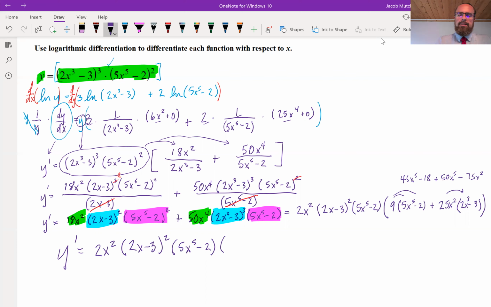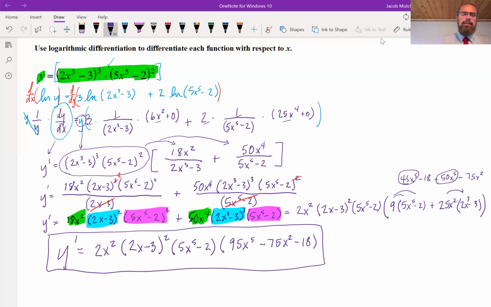So we'll put that in descending order of exponents. I see I got some common terms there, 45x to the 5th plus 50x to the 5th. That's 95x to the 5th minus 75x squared minus 18. And that completes the derivative there of that product.